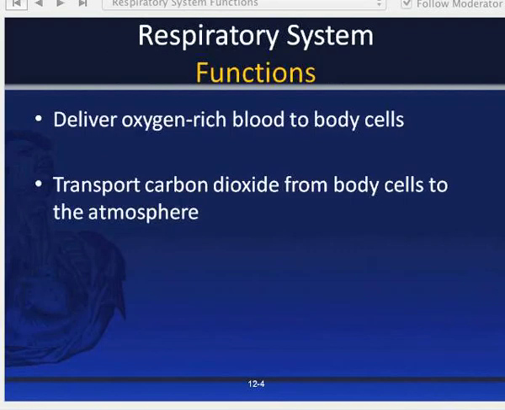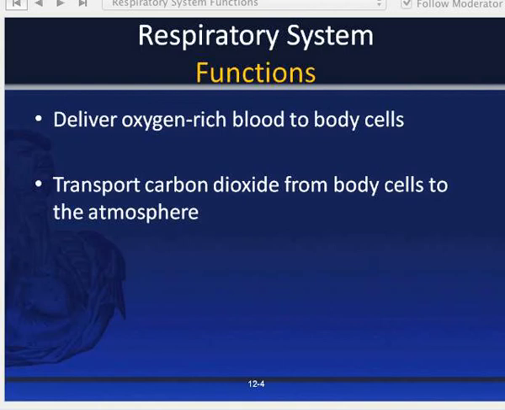Major functions of the respiratory system are to deliver blood-rich oxygen from the atmosphere to body cells and transport carbon dioxide produced by body cells to the atmosphere. As an EMT, you must make sure these functions happen by maintaining an open airway. Maintaining an open airway allows for a free flow of air into and out of the lungs.